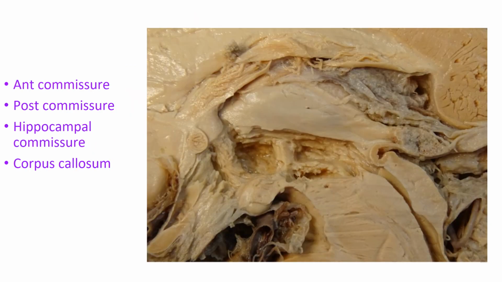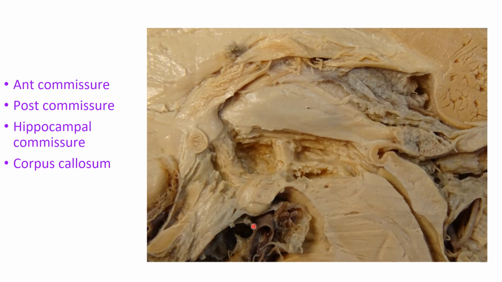Okay, now let's talk specifically about commissures. So we have an anterior commissure, posterior commissure, hippocampal commissure, and the corpus callosum. These are going to be the major commissures that we're going to need to know. The anterior commissure is located at the anterior region of the brain.